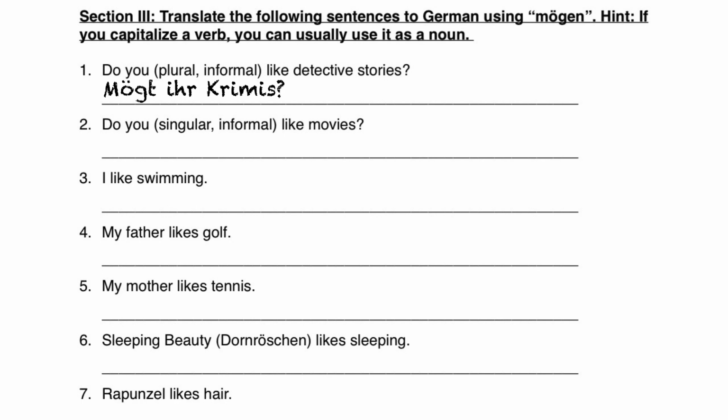The next one still says do you, but this time it's singular informal, the du form. So we say, magst du Filme? Do you like movies? I like swimming. In this case, we just want to say I like, and then the thing that I like. Since the thing that I like is swimming, I would say here Schwimmen with a capital S to make it a gerund or a noun. So I would say, ich mag Schwimmen.